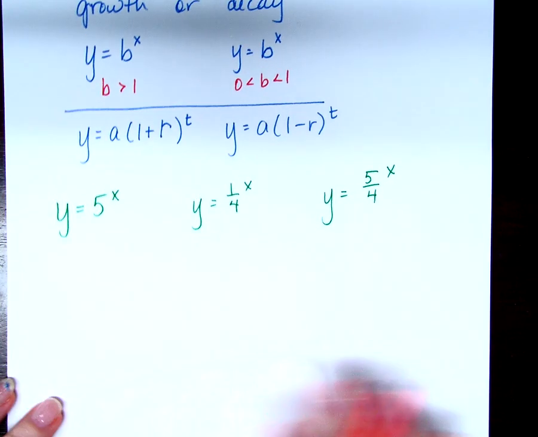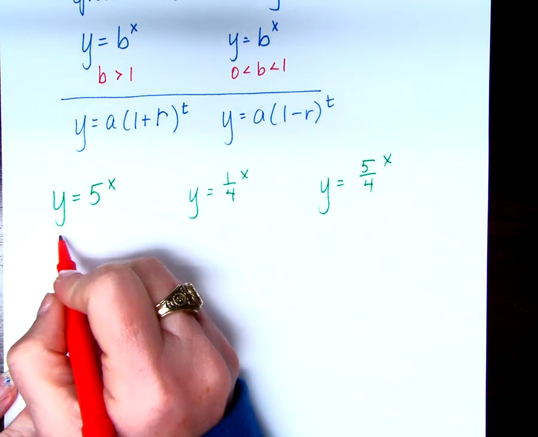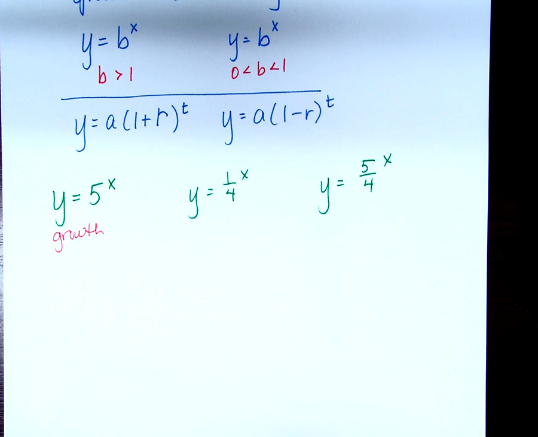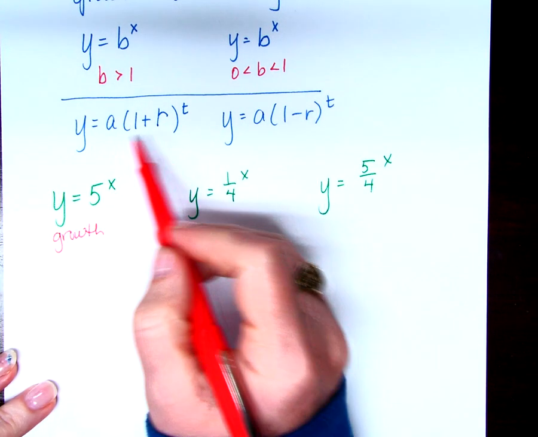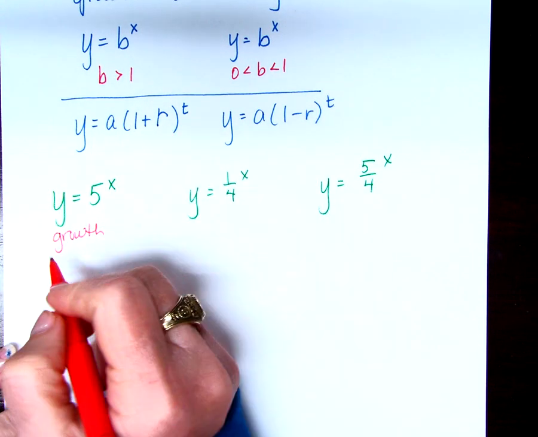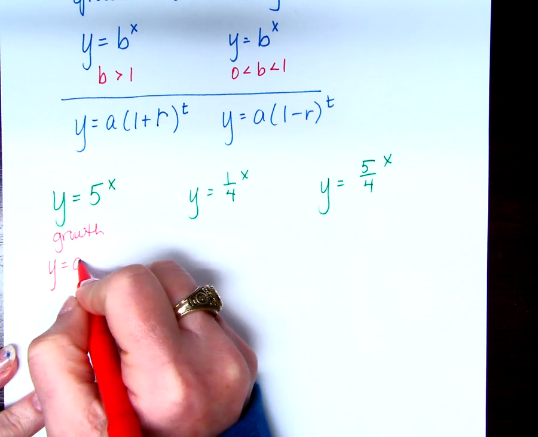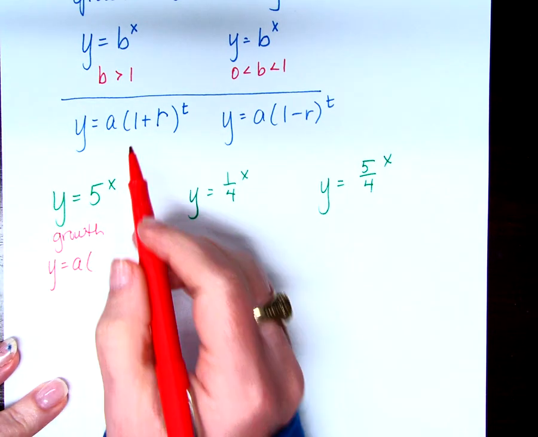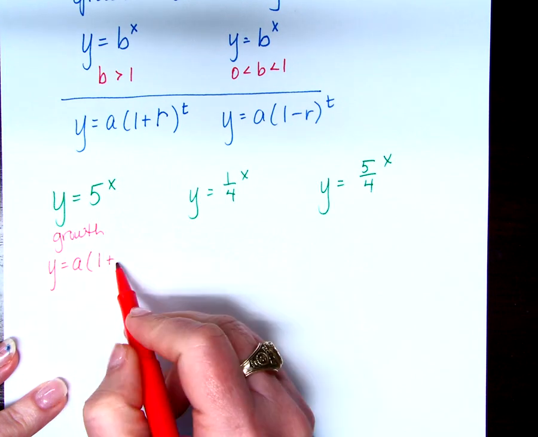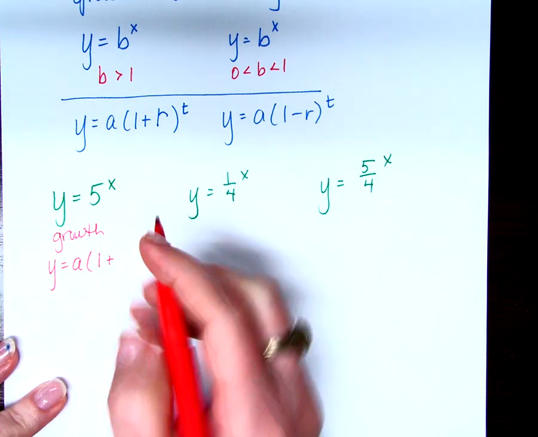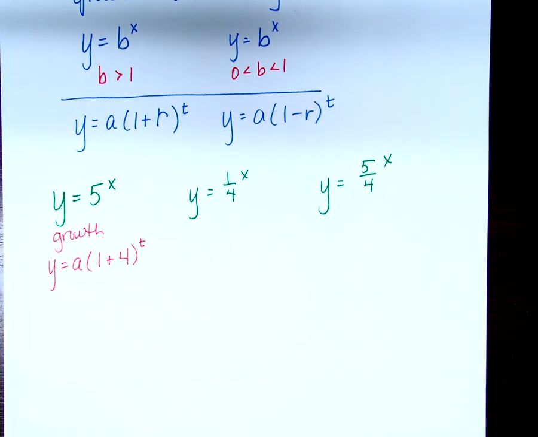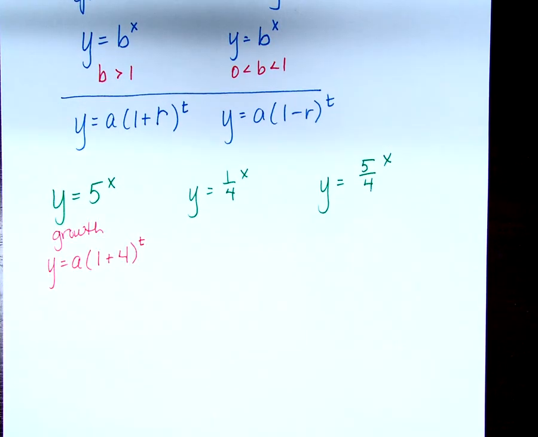This first one, is this growth or decay? How do you know that it's growth? The base, that 5 is greater than 1. Could you write it in this form for me? Y equals a, because I don't know what it is. It's probably 1. In fact, it is 1, but we're just going to have the a there for a minute. Okay. 1 plus what equals 5? 1 plus 4 to the t power? Aren't those two basically the same, except for the a part? I'll explain the a part in a minute. You okay with that?